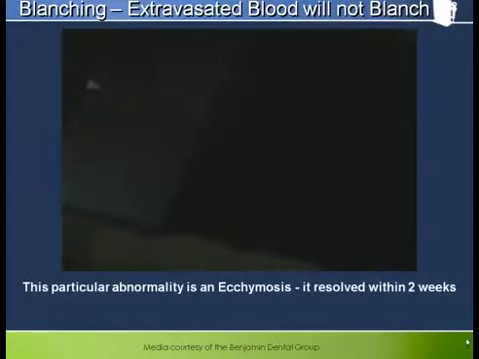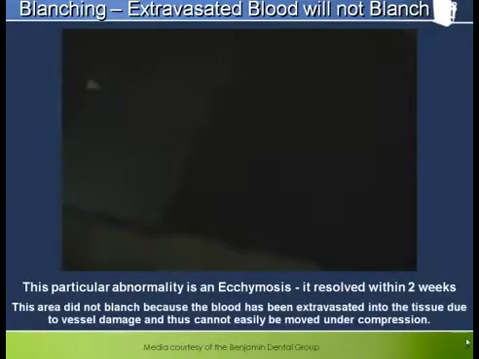It turned out that this particular abnormality was an ecchymosis, a type of soft tissue hemorrhage. When the patient showed up for the standard 2-week follow-up visit, the situation had resolved and the dark areas were gone. It should not be surprising that we might have trouble trying to blanch an ecchymosis if we stop to remember that for a soft tissue hemorrhage there has been vessel damage and blood has spilled out into the surrounding connective tissue. This makes it more difficult to blanch because the blood is no longer inside the blood vessels. The dilated blood vessels that occur as a result of inflammation can easily be blanched because the blood is still inside the blood vessels.